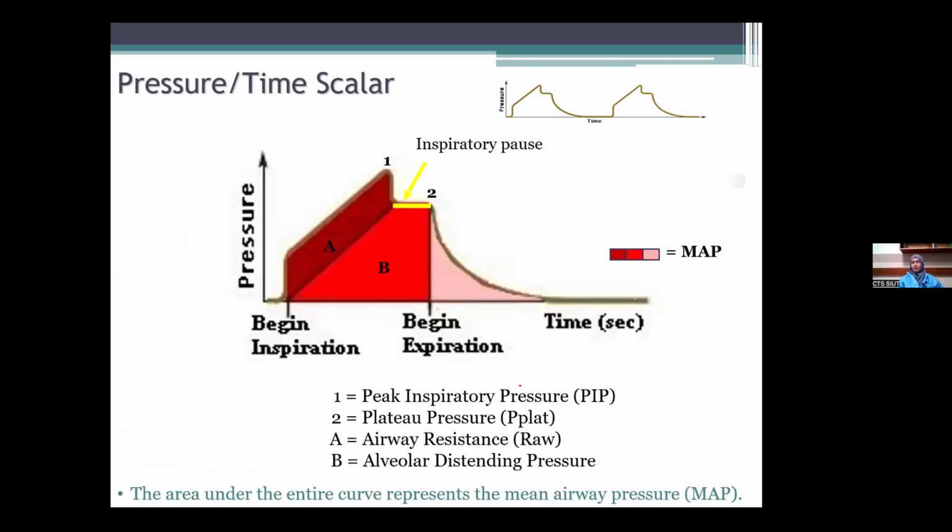So if we are to label this, the area under the curve is always going to be the mean airway pressure. This part of the curve shows the airway resistances. This shows the alveolar distension pressure. And like we mentioned before, this would be the peak inspiratory pressure and the plateau pressure.